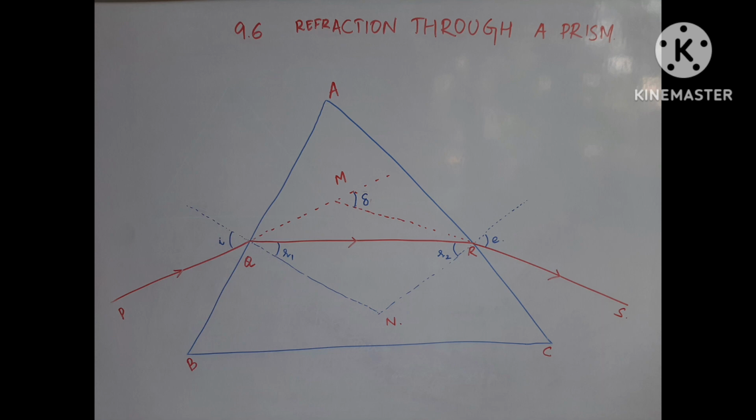Here we consider the triangular prism ABC, and angle A is the angle of the prism. We consider E as the angle of emergence and I as the angle of incidence. Here we consider the deviation of the ray of light. The deviation of the emergent ray RS with respect to the incident ray PQ, we consider delta as the angle of deviation.